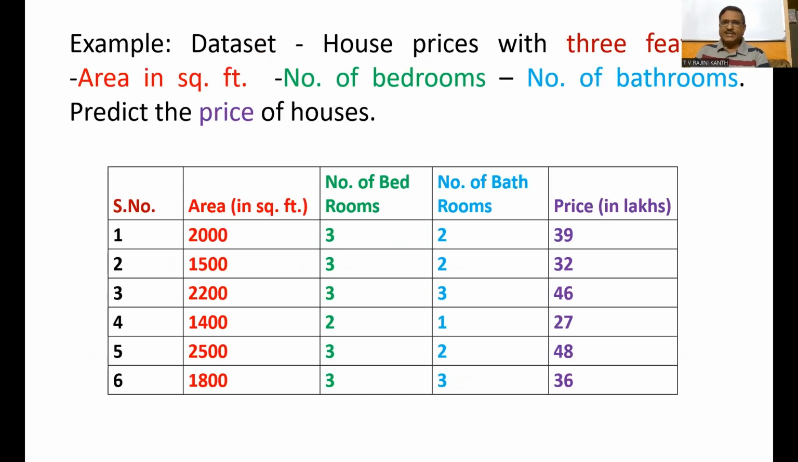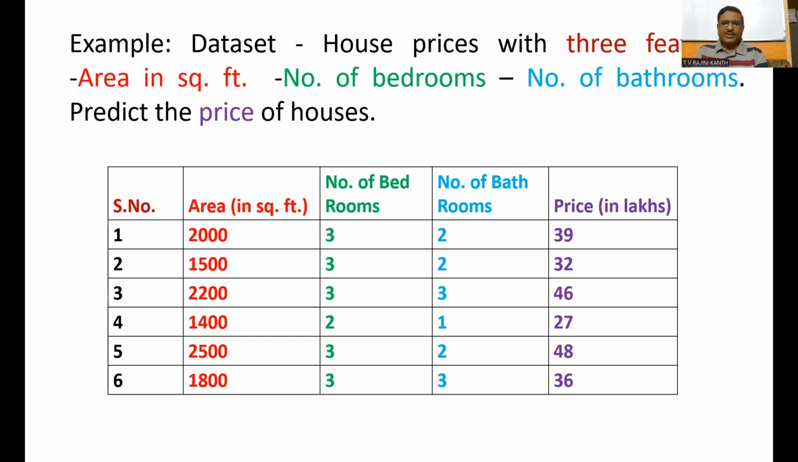The example is house prices, with three features we are considering. What are they? Area in square feet, number of bedrooms, number of bathrooms. Based on this data, we would like to predict the price of the house. We'll take a middle level town where the prices of the houses are mentioned in terms of lakhs.